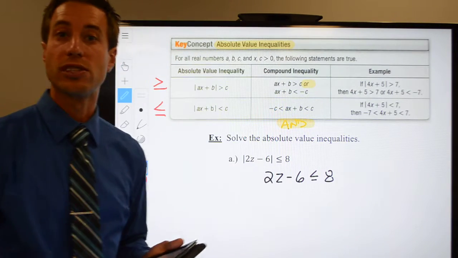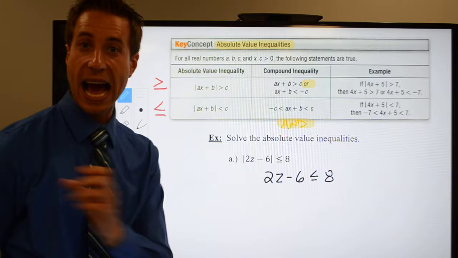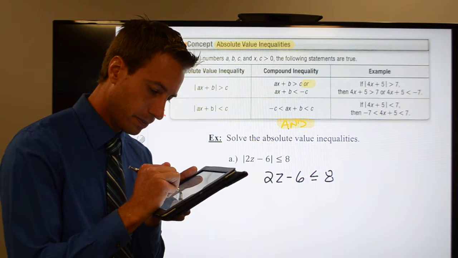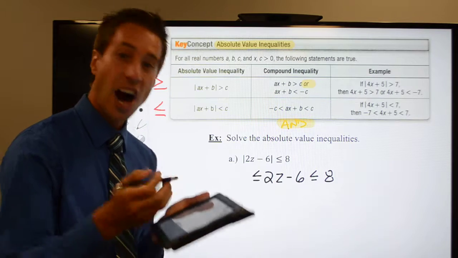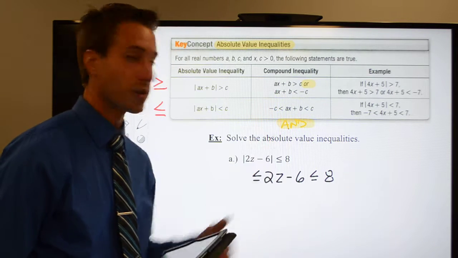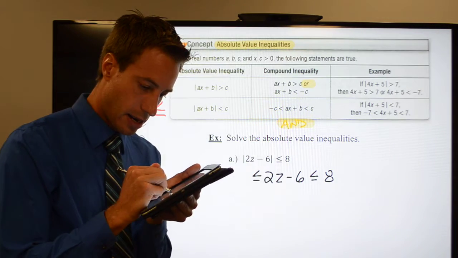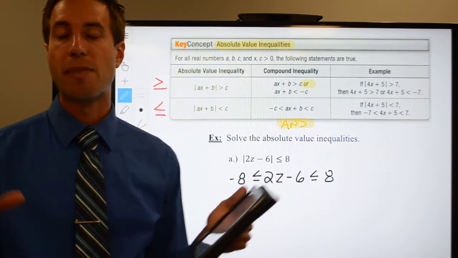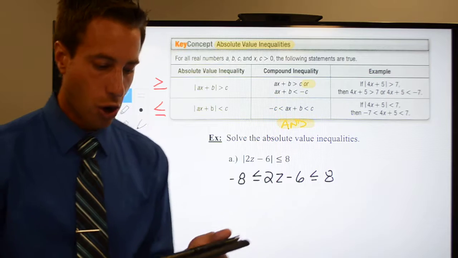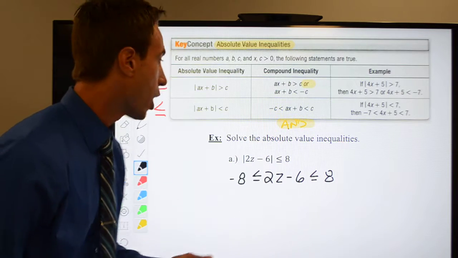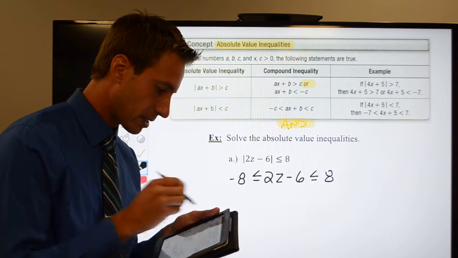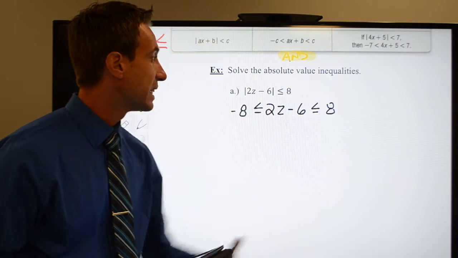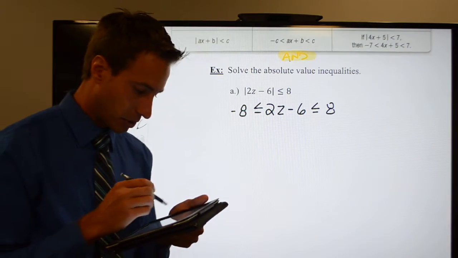On the other side, this is what's going to be added. You will have it be greater than or equal to a negative 8. That's where the negative c comes in. A negative 8. And now I can solve my and inequality, and we can do it all at the same time. So here we go. Since it's a negative 6, let me slide this up a little bit so you guys can see. It's a negative 6. I'll need to add 6 to both sides.